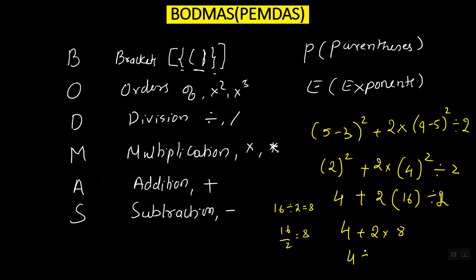So 4 plus, what do we need to do now? Before adding, don't do it like 4 plus 2 is 6, 6 times 8. No, you have to follow the first order as the multiplication. 8 times 2, it's gonna be 16. 16 plus 4, what result are we gonna get here? The last step is gonna be 20. So this is how BODMAS or PEMDAS works.